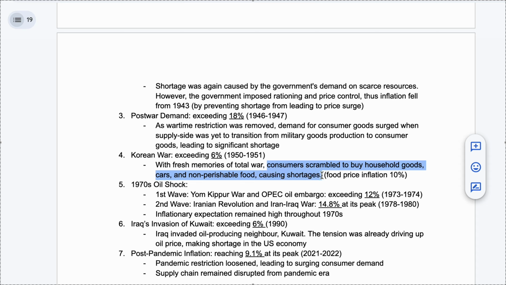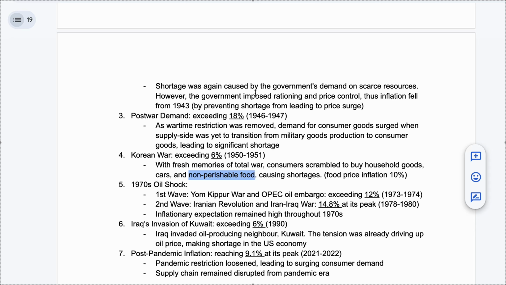So people got worried. Like, okay, we're going to experience another round of wartime restrictions. We have to buy whatever we want right now so we're not going to suffer throughout the war. A lot of households and consumers thought that. So a lot of people bought a lot of goods, and non-perishable food is a very good example. Non-perishable means they can last for a long time, right? So they can buy a bunch of them and store them and keep enjoying that food throughout the war.